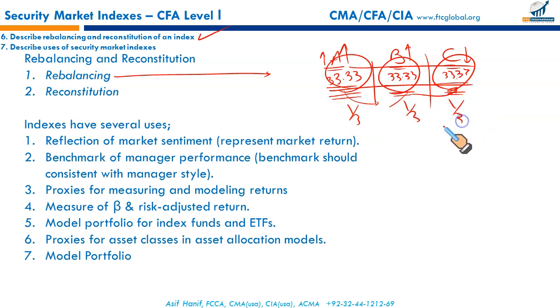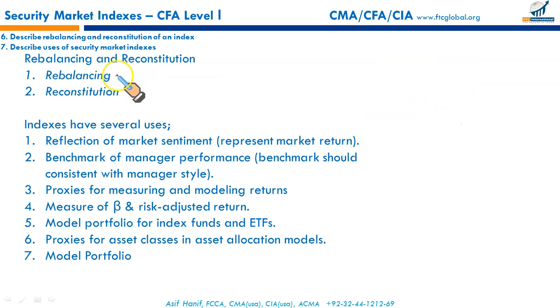At any point in time, your investment in each stock should be 1/3 of the total investment. So that may change over the period. So we may have to rebalance it in order to keep the weights the same. This is called rebalancing, right? Makes sense? What is reconstitution?